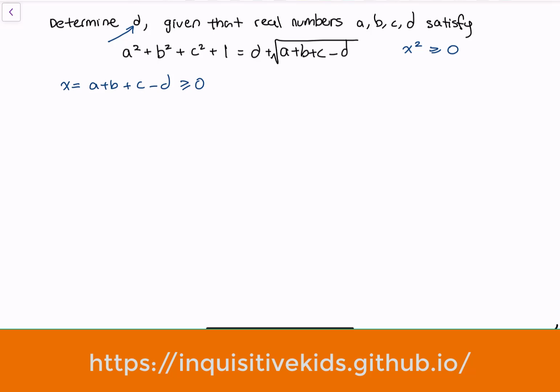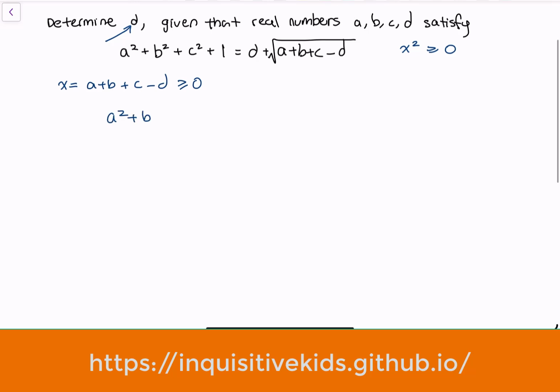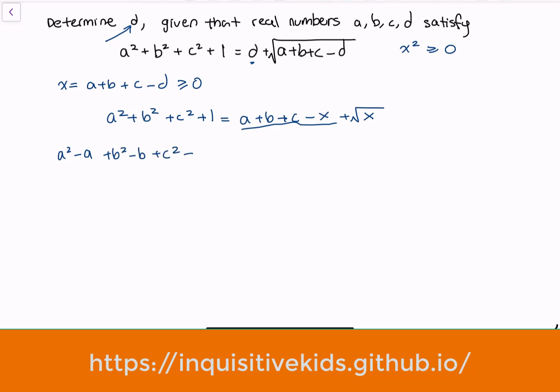So then our equation becomes: the left-hand side does not change, but the right-hand side turns into a plus b plus c minus x. This is what the original d turned into. And then we have the plus square root of x. Now let's move all the terms to one side of the equation. We get a squared minus a plus b squared minus b plus c squared minus c plus x minus square root of x is equal to 0.